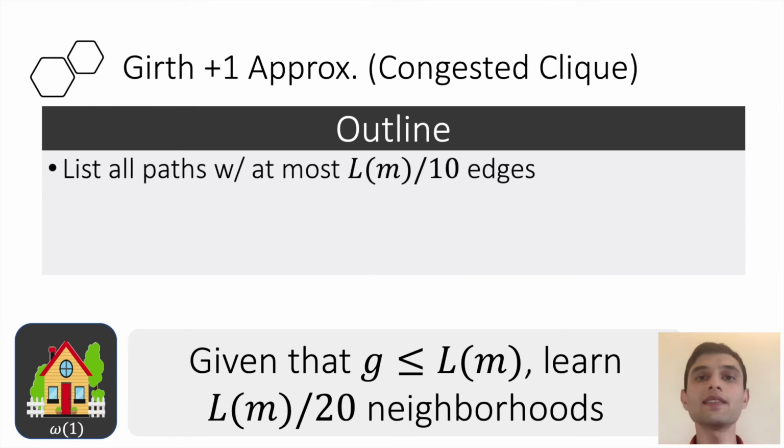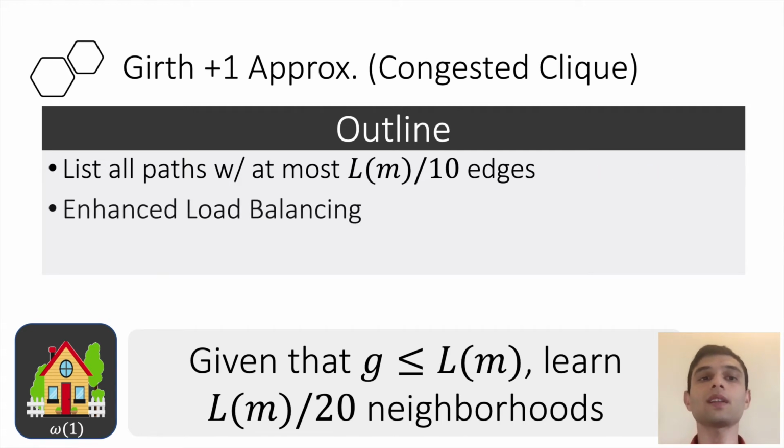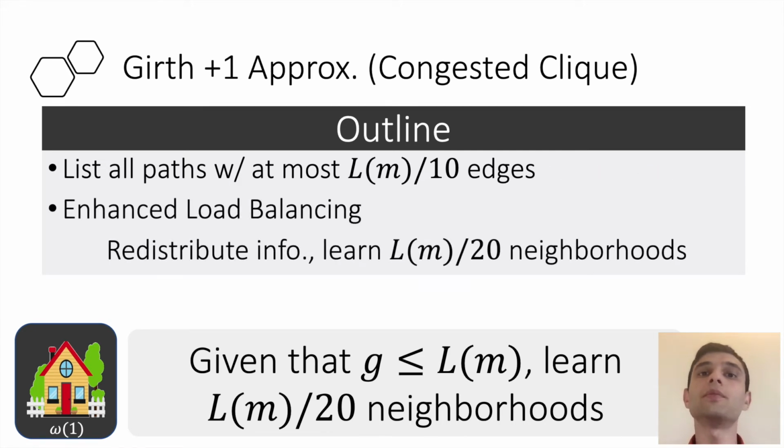The first, we list all paths with at most L of M divided by 10 edges. Basically, this is a subgraph listing problem where the subgraph has L of M divided by 10 edges. After we do this, we want to redistribute the information, and we do this using an enhanced version of Lenzen's well-known routing algorithm, which allows us to make sure that we take the output of the first step and make sure that every single node in the graph knows the neighborhood surrounding it of radius at least L of M divided by 20. Now, this second step is a little too complicated for our purposes right now on the slides, and so we'll focus only on the first step.